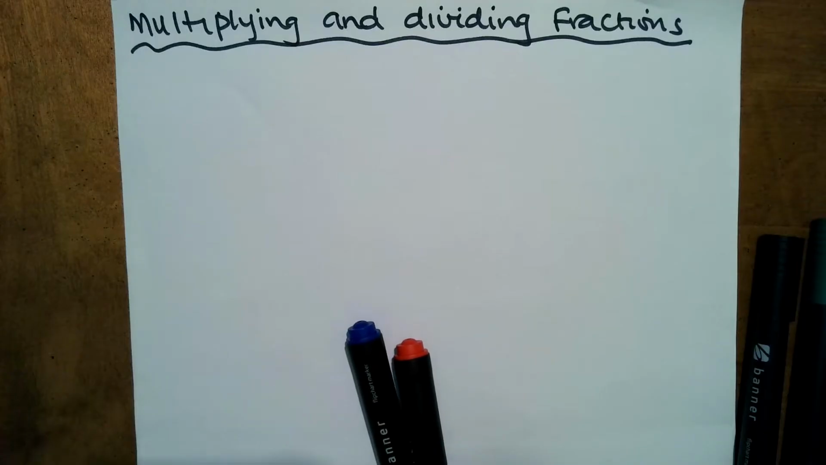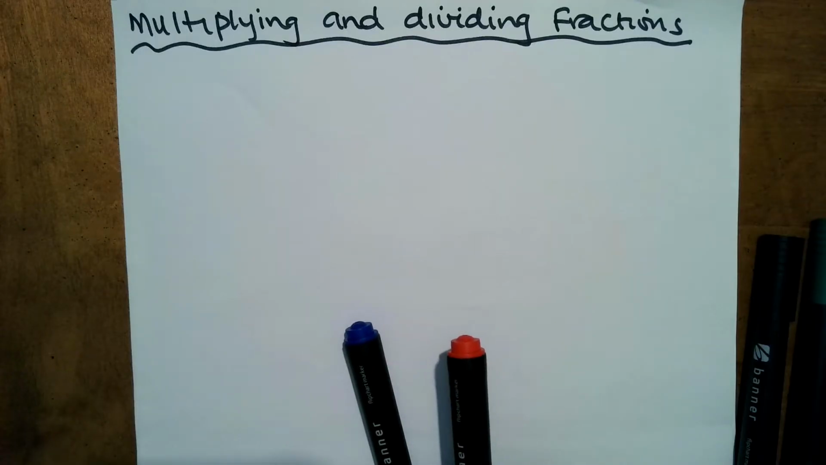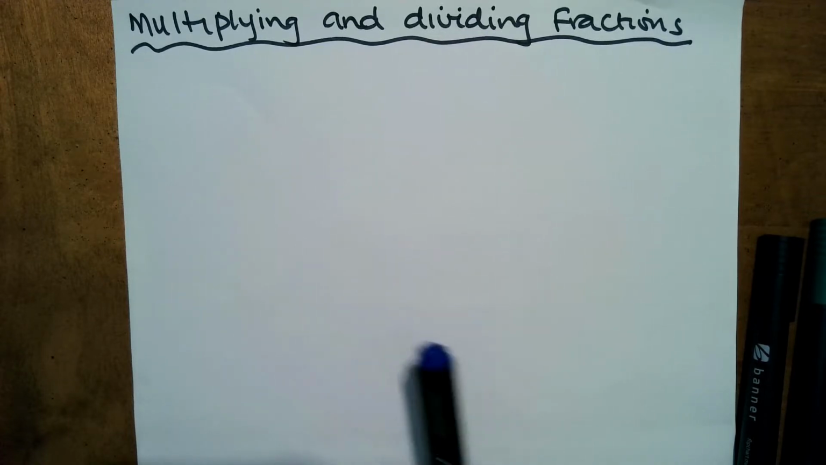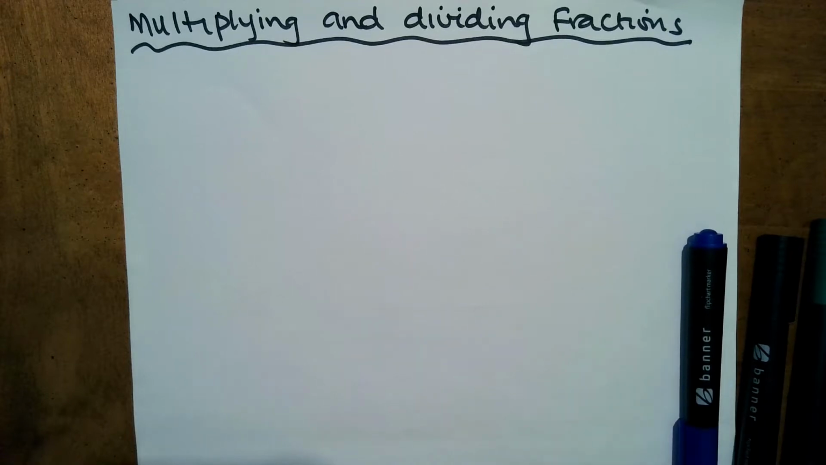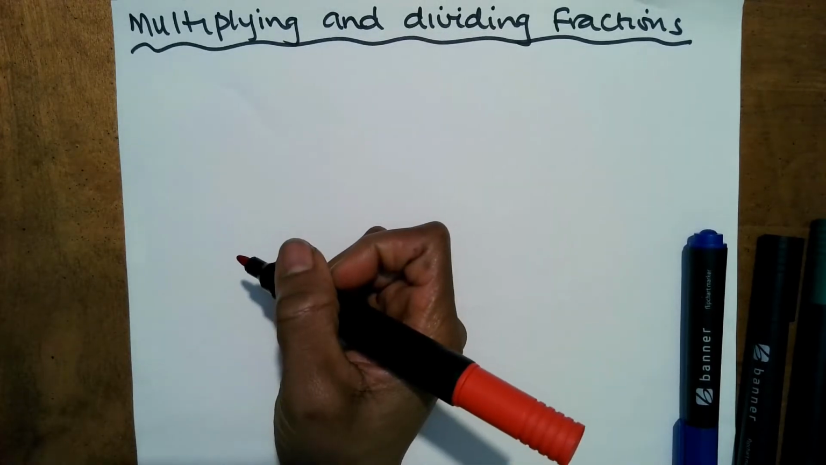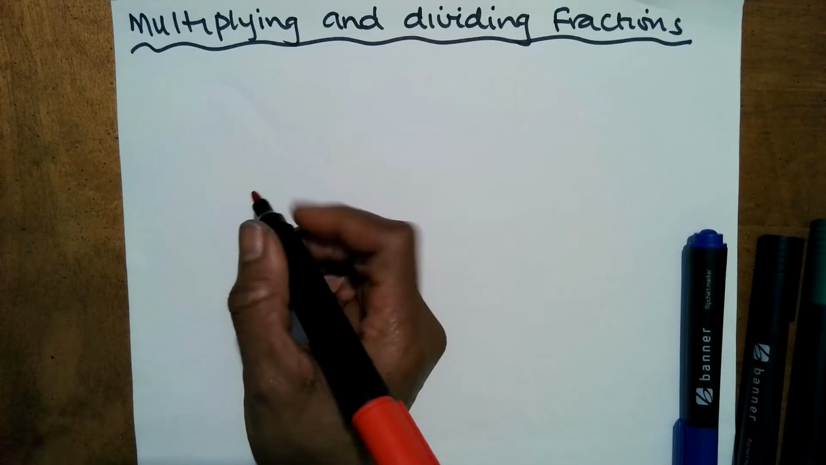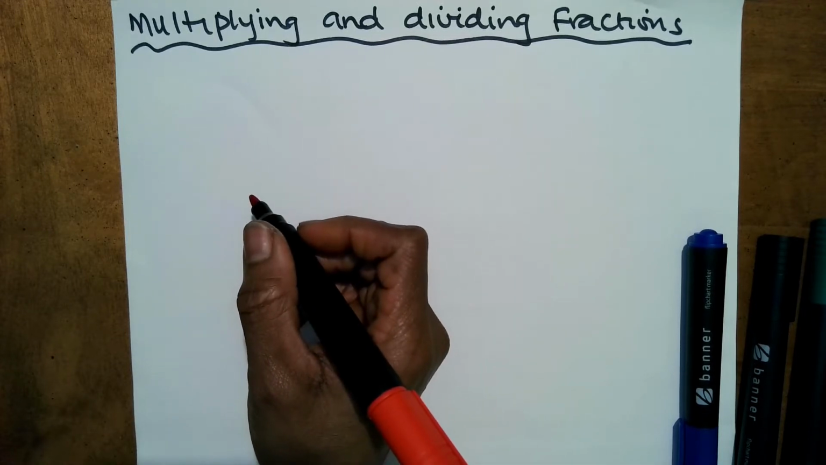So for multiplying and dividing fractions, what we need to do is to multiply the numerators and multiply the denominators, and then we simplify if possible. If it's not possible, we can leave our answers that way, or if it's a top-heavy fraction, we can change it to a mixed fraction and simplify. So let's look at the first example.